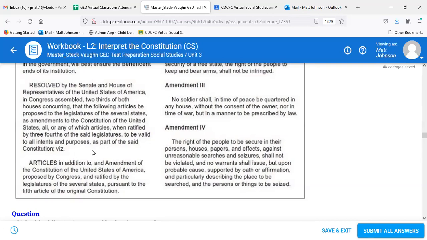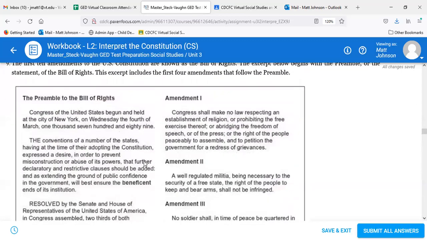What is that word? Is it verse? Should I continue? Go ahead, finish off that last one. Okay. Articles in addition to and amendment of the Constitution of the United States of America, proposed by Congress and ratified by the legislatures of the several states pursuant. Is it pursuant? Pursuant. Yeah, pursuant to the 5th article of the original Constitution.